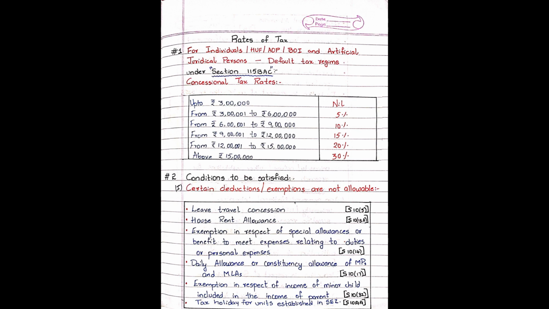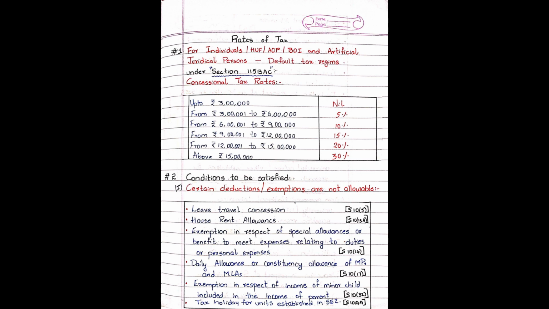Let us go through what these deductions or exemptions are which are not allowed to be claimed under the default tax regime. First, let us go through 6 exemptions which are not allowed, and try to remember these 6 as LHS DMs, left hand side of DMs. These exemptions are: L for leave travel concession, H for house rent allowance, and S for exemption in respect of special allowances or benefits to meet expenses relating to the duties or personal expenses. That is LHS.